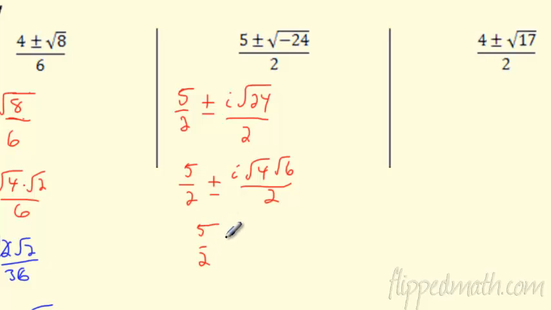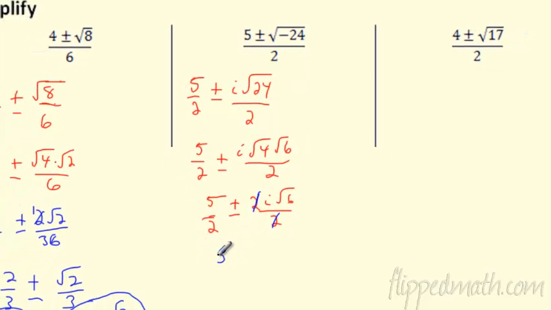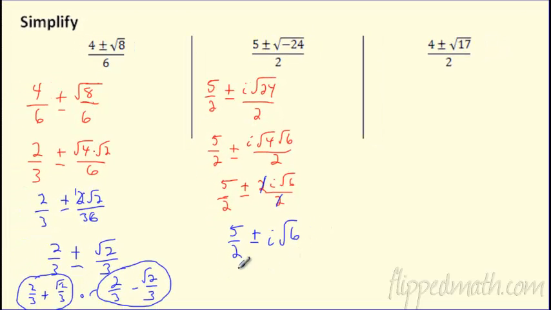And then I'm going to say, so I got my 2 fractions here, and I'm going to say this is what? Square root of 4 is 2. So 2i radical 6. And then again, I can cancel out my 2's right here. So I'm really looking at 5/2 plus or minus, this is i radical 6. Awesome. And again, it's 2 solutions. It's 5/2 plus i radical 6 and 5/2 minus i radical 6.